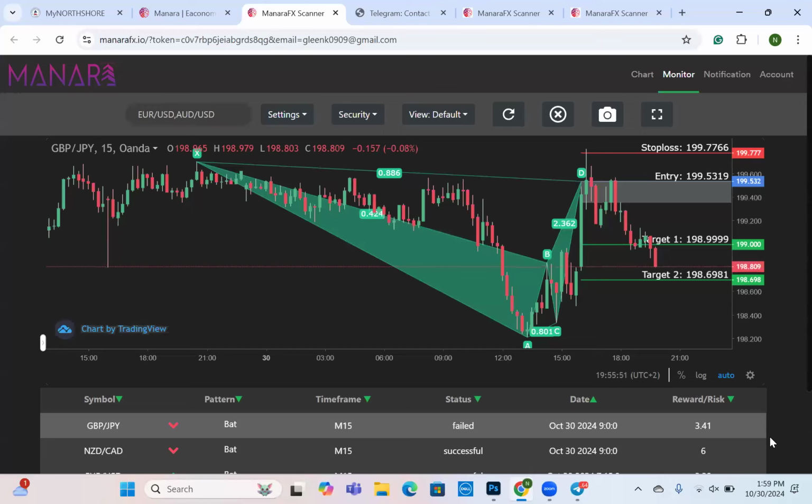I'm sure this trade is a sell trade. Even if I don't see the arrow now, I already know this is a sell trade because the stop loss is already above. Now if you look at it, you see that it hit stop loss. But immediately after the trade hit stop loss, it started going down to TP1 and TP2.